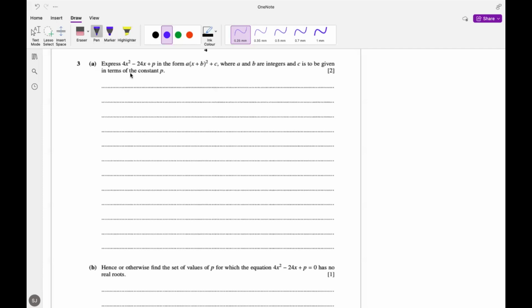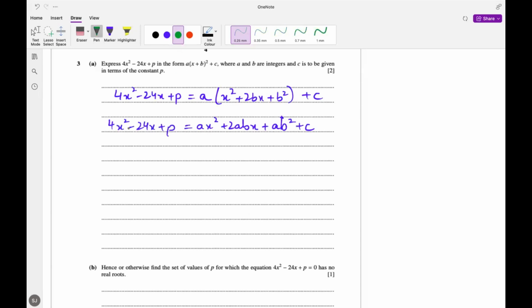In question 3, part A, it says to express 4x squared minus 24x plus p in the form a(x plus b) whole squared plus c, where a and b are integers and c is to be given in terms of the constant p. Now, to convert it to the form, we'll compare the two forms. So expanding a(x plus b) whole squared, we'll get x squared plus 2bx plus b squared, plus c. Multiplying with a, we'll get ax squared plus 2abx plus ab squared plus c. And this is equal to 4x squared minus 24x plus p.